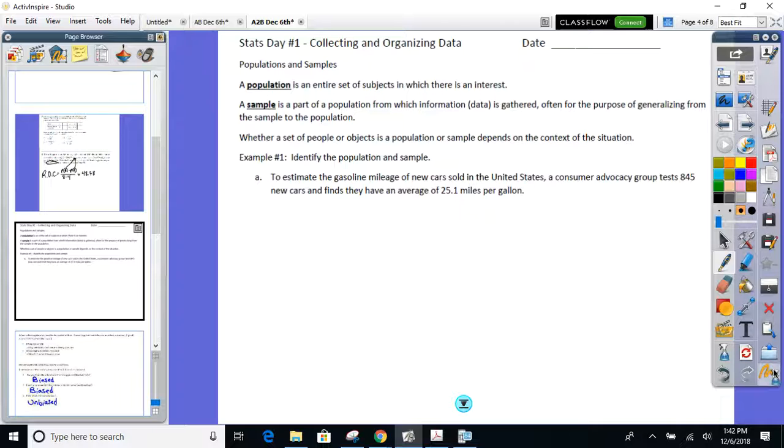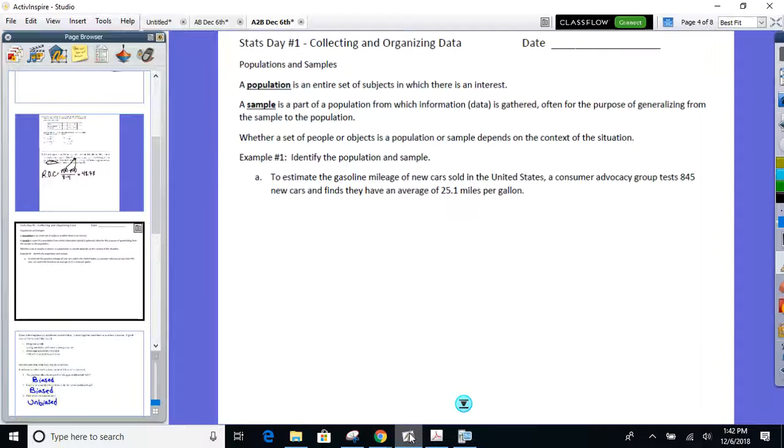All right, so I got a little situation for you. I want you to try to identify what the population is in that situation and what the sample is. Gas mileage of new cars sold in the U.S. A consumer group's going to take 845 new cars and find that they have an average of 25.1 miles per gallon. I'd like your help identifying what the population and what the sample is. So population, what group overall am I studying? Sample, what's the smaller group within it? Think you can help me out?